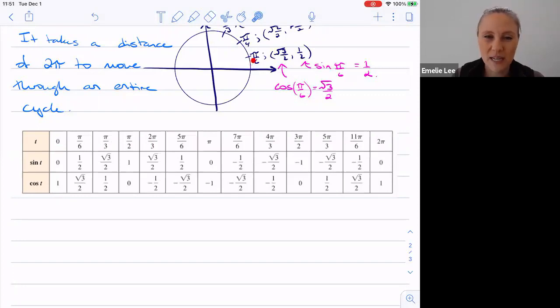But we'll get to that in 6.1, okay? But they are angles, okay? And they are distances, okay? So they're the same.